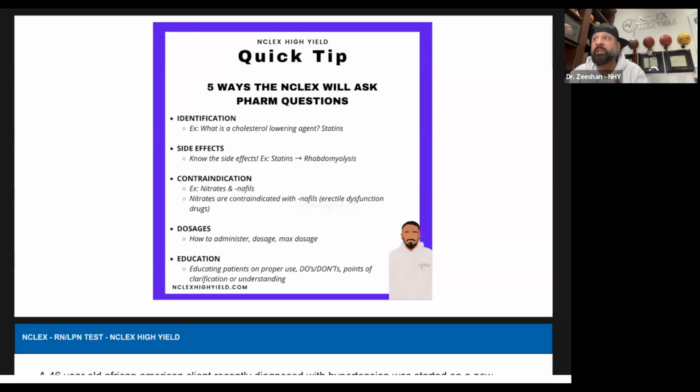Do I eat cheese with MAOIs? Wine or cheese or processed foods? No. Hypertensive crisis, right? So we talk about all these section by section. I just did endocrine with you a little bit, and I just went to mental health. So you need to know these things, right? And again, those points of clarification and understanding. Good job. Way to recall that tyramine is what we're concerned about. So these are the ways the boards will ask pharm questions.